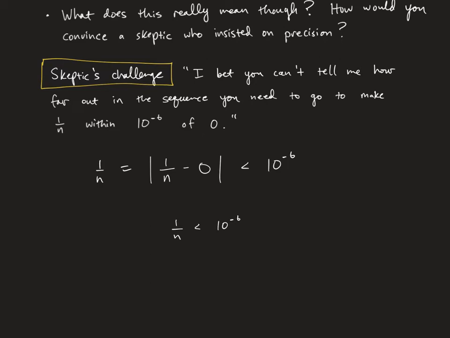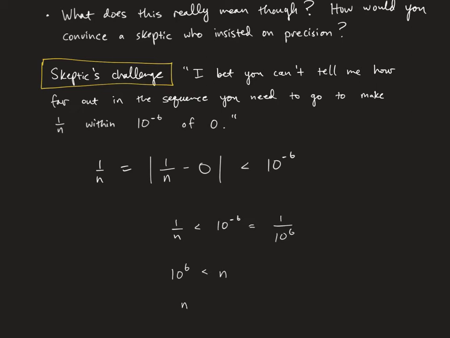And so what we want is, well, 10 to the minus 6 is 1 over 10 to the 6. And so that is just the same as n being bigger than 10 to the 6. Okay, so as soon as n is bigger than 10 to the 6th, we'll know that 1 over n is less than 10 to the minus 6. Okay, so in this case, you can meet the skeptic's challenge as long as you take n bigger than a million. 1 over n is going to be less than 10 to the minus 6, then less than 1 over a million. Okay, seems pretty straightforward.